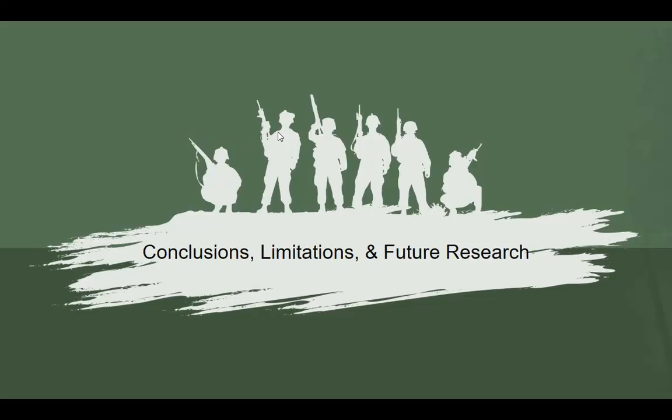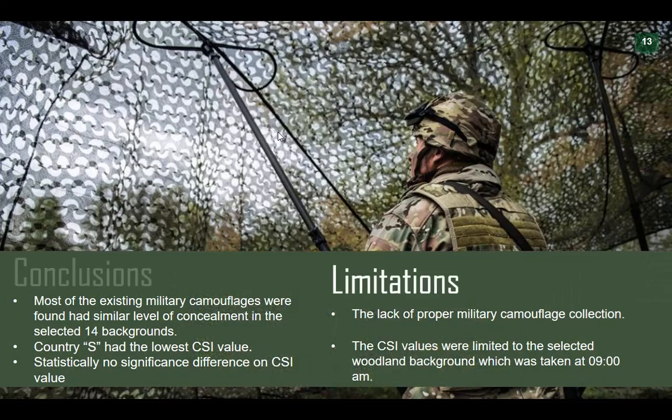Conclusions, limitations, and future research. So for the conclusions, first, most of the existing military camouflage were found to have a similar level of concealment in the selected 14 backgrounds or 14 locations because the CSI is not significantly different, right? And S was found to have the lowest CSI value. And yes, as I've mentioned before, statistically there is no significant difference in terms of CSI value.